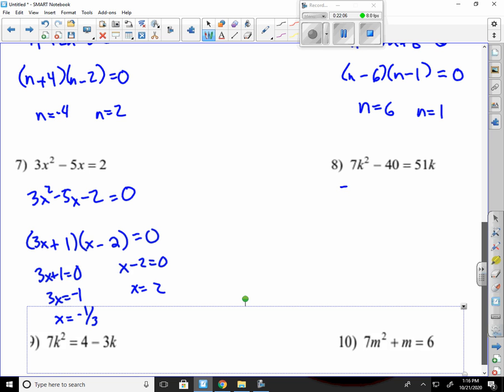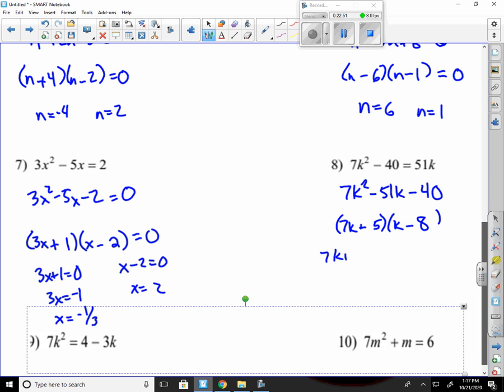Get the 51k over. I got to subtract it. 7k squared minus 51k minus 40. I know that this has to be 7 and 1 to multiply to give me 7. What multiplies to give me negative 40? I would say 8 and 5. This is a minus. This is a minus. It tells me that I have a plus and a minus. If I do minus 8 here and plus 5 here, 7k times negative 8 gives me negative 56, plus 5k gives me negative 51.